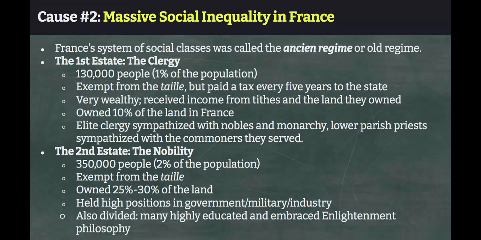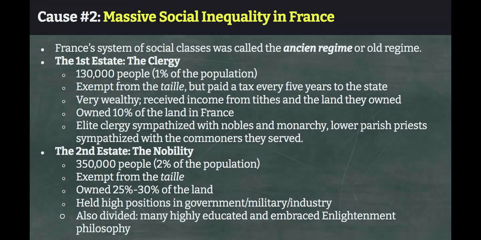Right, but it's not just that, right? Another really big factor is massive social inequality in France. So France's system of social classes was called the Ancien Régime, which means the old regime. And my French is terrible, so I'm going to keep calling it the old regime. So the first estate, the estate that was on top, was the clergy. And if it helps you remember, they're the first estate because they are closest to God, right? That's sort of where that idea comes from.